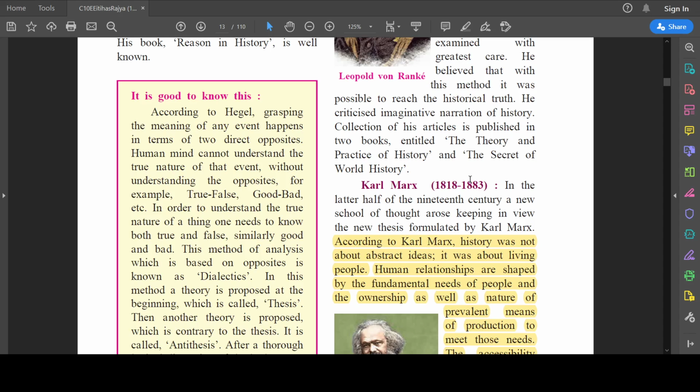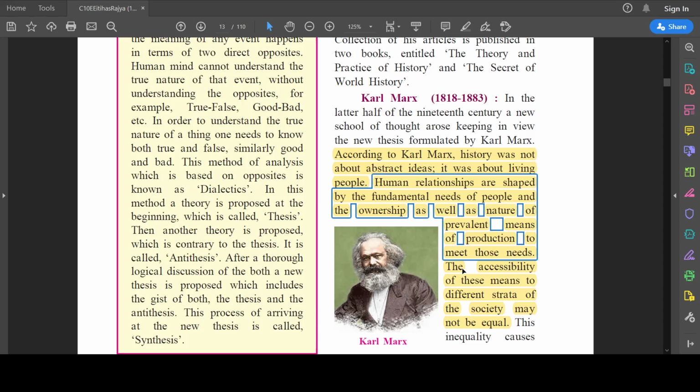Karl Marx, 1818 to 1883. See the first, second, third, fourth, fifth line. According to Karl Marx, history was not about abstract ideas. It was about living people. That's your first point. Then second point, human relationships are shaped by the fundamental needs of the people and the ownership as well as nature of prevalent means of production to meet those needs. That's your second point.